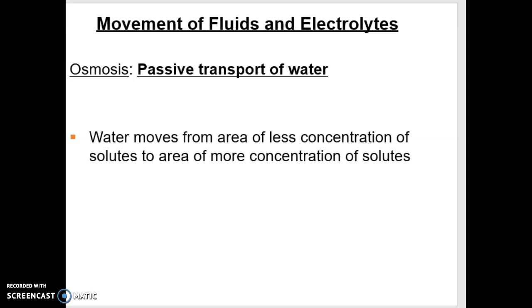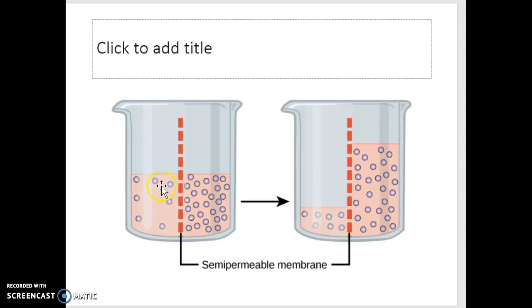So here we have a picture. It's showing how it looks before. So this is one container, this is another container. Say one of them is the cell, one of them is the interstitial fluid or the intravascular fluid, and there's a semi-permeable membrane there. So in this situation, what's happening is the water is actually going to move from this less concentrated side to the more concentrated side to dilute it.